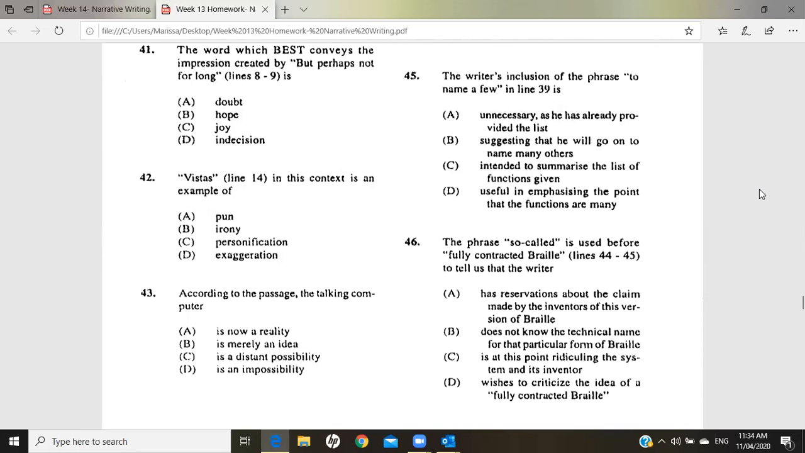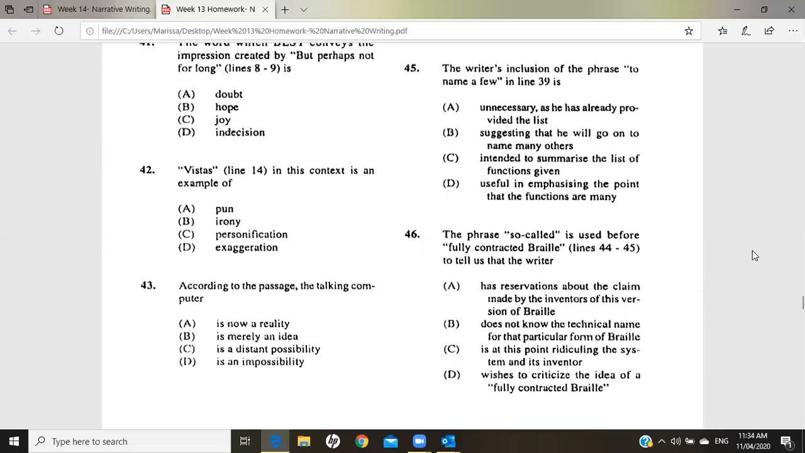46 says the phrase so-called is used before fully contracted braille to tell us that the writer what? Lena, what you had for 46? I had E. Yes, A is the answer. If you feel a certain type of way about something because you have reservations, you would just say, well, so-called, because they don't necessarily agree. So the answer for 46 is A.